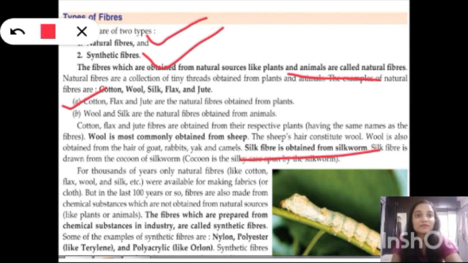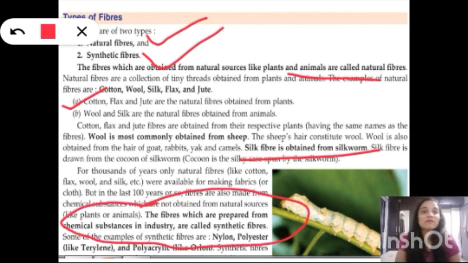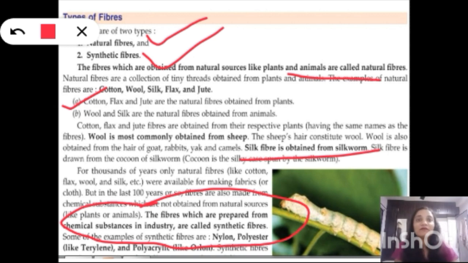Some fibers are prepared from chemical substances and are called synthetic fiber. Here you have been given the definition of synthetic fiber: the fibers which are obtained from chemicals are called synthetic fiber.